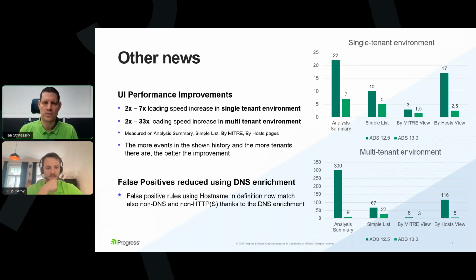And after database migration and tuning, the UI is dramatically faster, up to 7 times in single tenant and up to 33 times in multi-tenant environments, especially in analysis summary, simplest, mid-review, and host view pages. Additionally, DNS enrichment reduces false positives because host name-based rules now apply even to non-DNS or non-HTTPS flows that belong to the same domain.